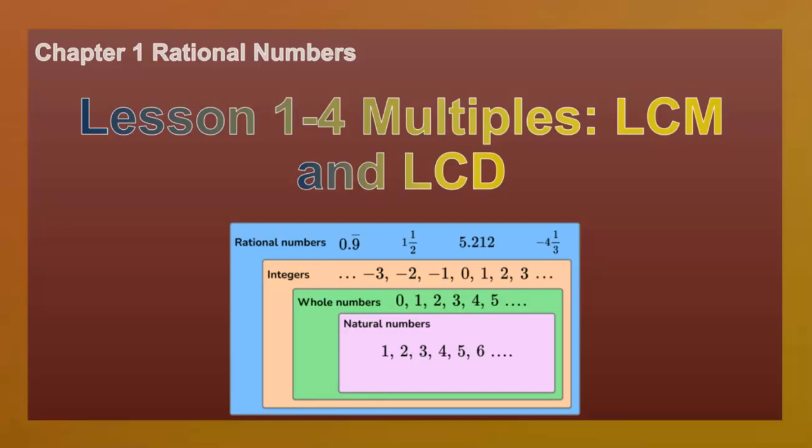Lesson 1-4, multiples, the least common multiple and the least common denominator. So in this lesson, we're going to find the least common multiple of a set of numbers. We're going to find the least common denominator, LCD, of a set of fractions. And we're going to rename fractions with unlike denominators.